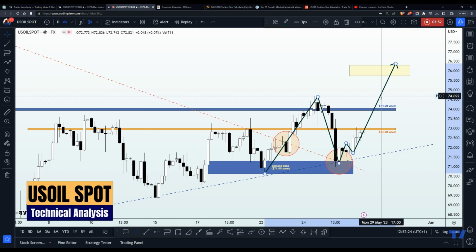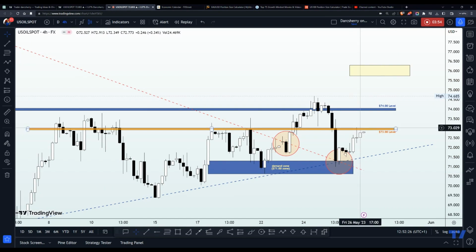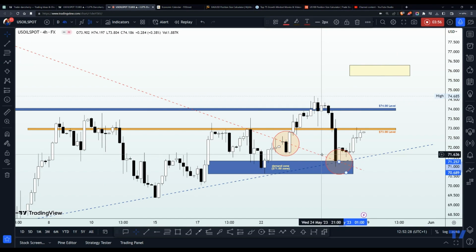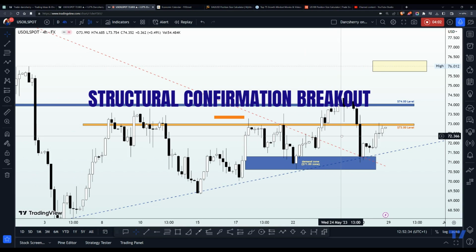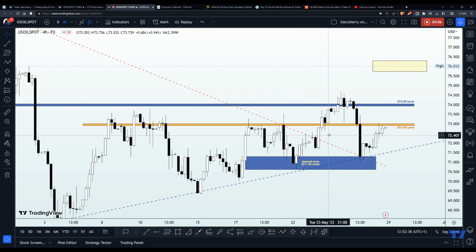So, going into the new week, I'm of the opinion that buyers are likely going to be taking over this market. But we don't want to jump into conclusions as we still need significant confirmations that will validate the potentials that the buyers have at this point.